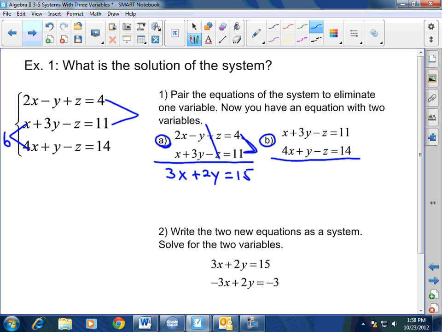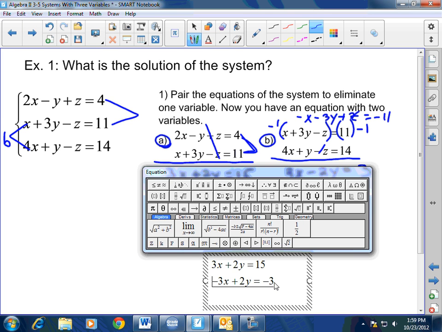Okay, so here, I have to eliminate z. There's no choice. So I'm going to multiply this guy by -1, giving me a negative x minus 3y plus z equals -11. When I combine them, I'm going to get 3x minus 2y. The z's cancel. And then I have -11 plus 14 is 3. So -3 or +3? Yeah, +3. So this down here is a typo.